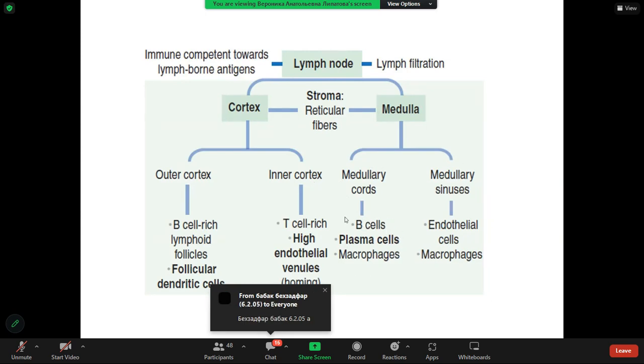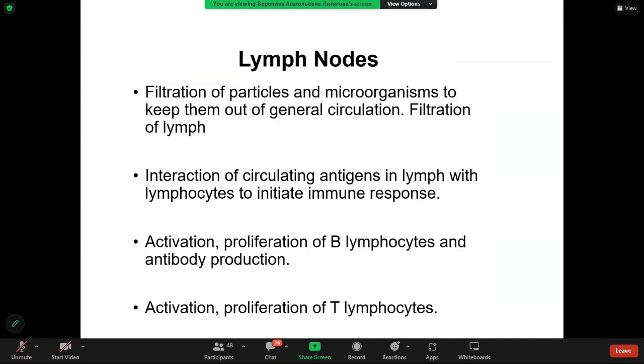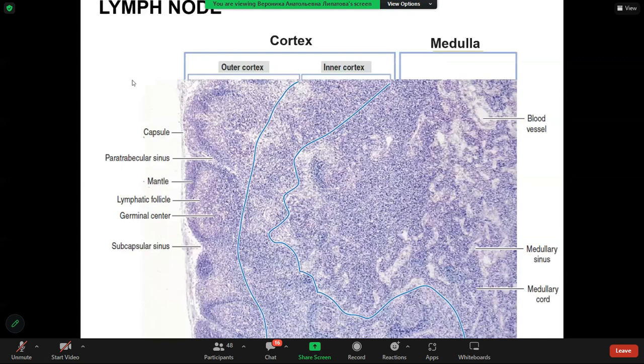Medullary cords, this is B zone. We can see it is rich in B cells and plasma cells, and medullary sinuses are lined with endothelial cells with macrophages in them. This is the filtration function, filtration of microorganisms. This is immune response and activation, proliferation by T lymphocytes.